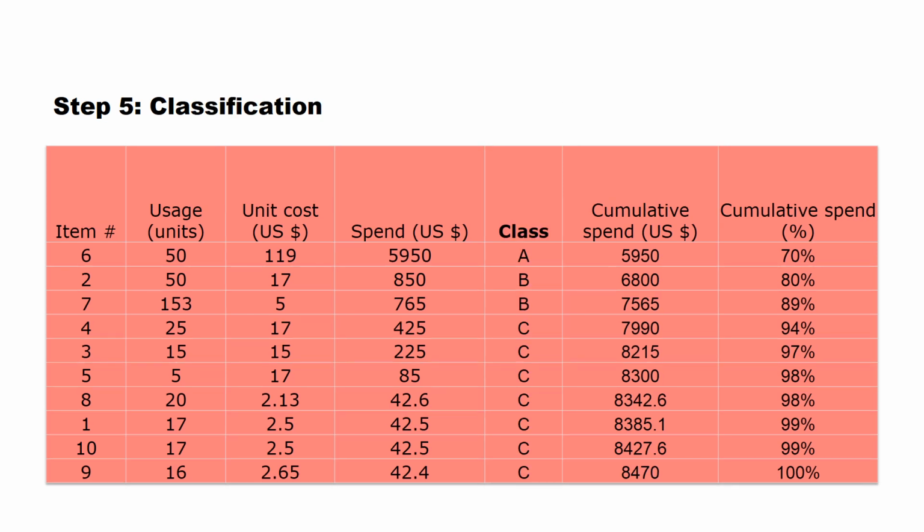Finally, we can determine class A, B, and C for these items. Item 6 is the class A item because it alone accounts for 70% of the total spend. Items 2 and 7 are class B items because they account for 19% of the total spend. And all the remaining 7 items are class C items. Despite their majority, they only account for 11% of the total spend.